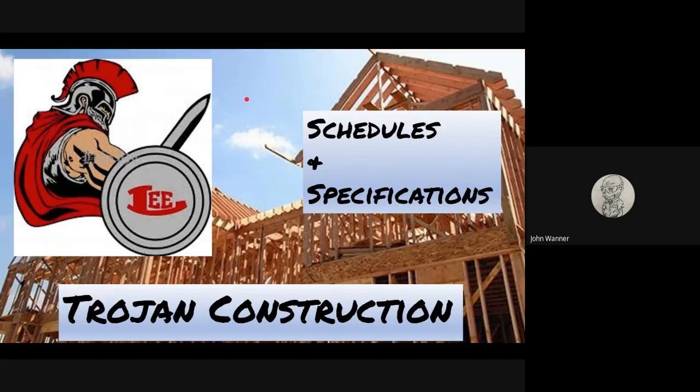Schedules and specifications. These are two additional pieces of paperwork that come with a set of plans that cover some very specific issues or ways of doing things. This is just a basic schedule here, and it shows a door and a window schedule.